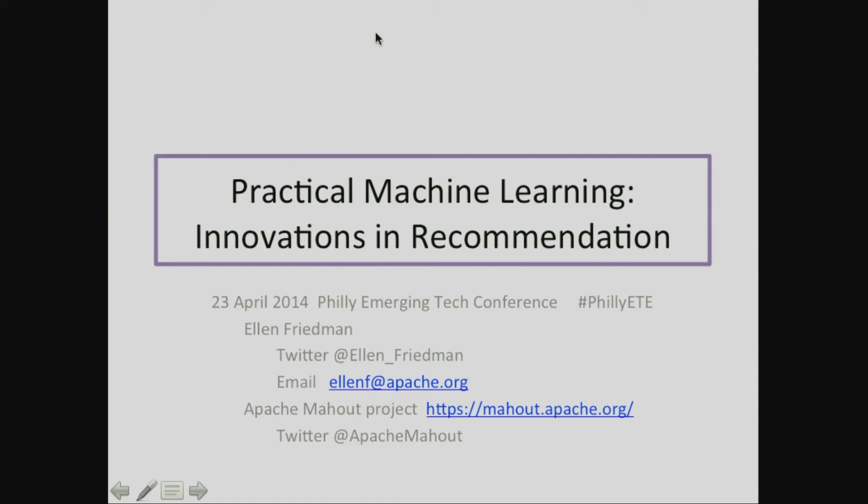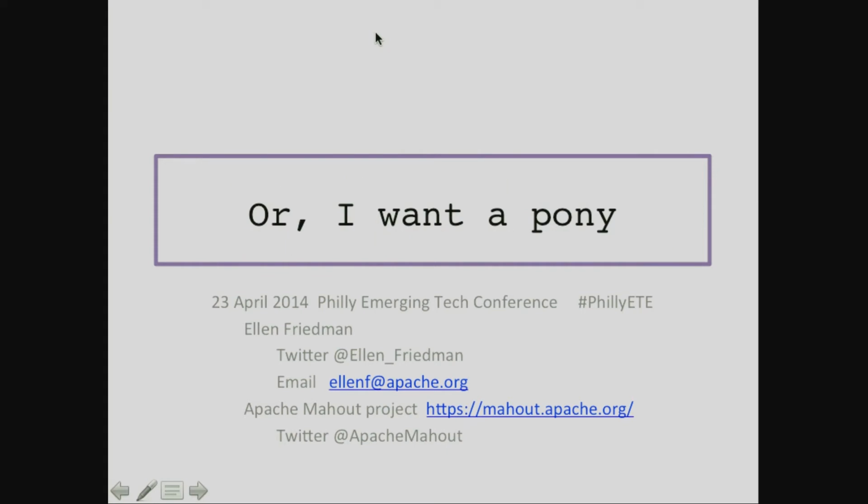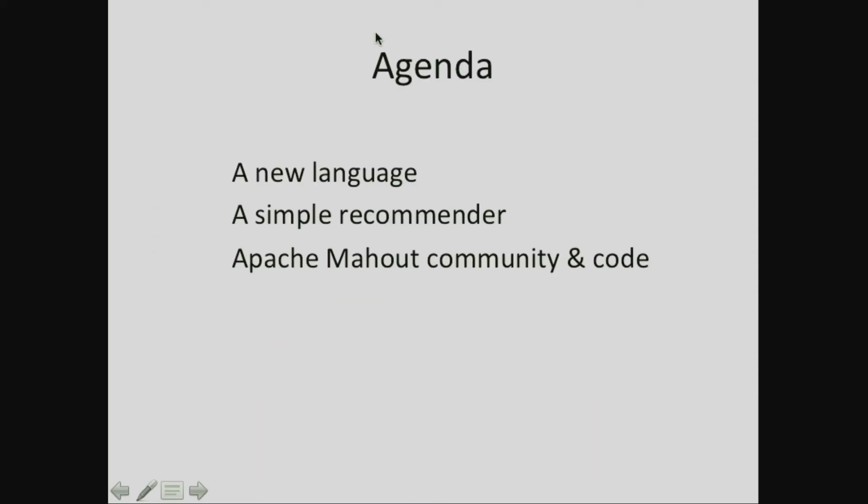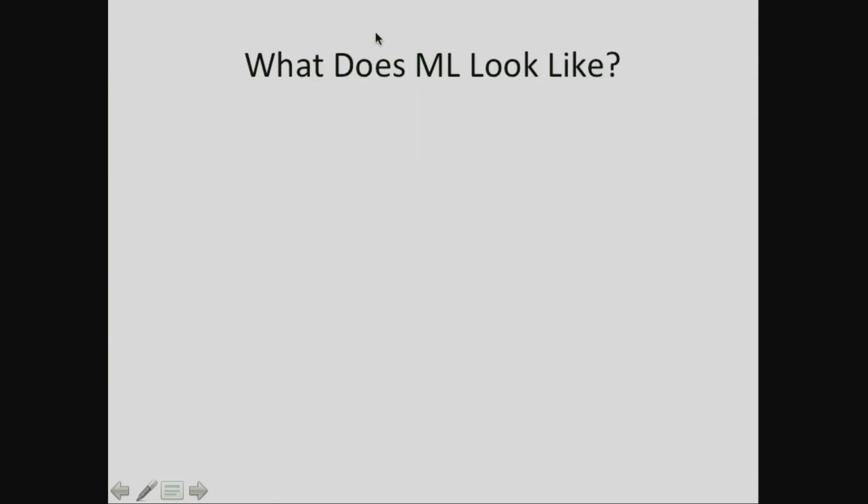And as an example today, to talk to you about some changes, some innovations in the way recommendation can be done so that it can be done in a very simple and very easy fashion. I'm also going to spend a little time at the end talking to you about the Apache Mahout project, hopefully. The alternative name to the talk is I Want a Pony, which is actually based on this little publication, and you'll see why in a minute. So, as a short reminder to myself, I'm going to talk to you briefly about a new language. As I mentioned, a simple recommender, and also about the Apache Mahout community and the code.